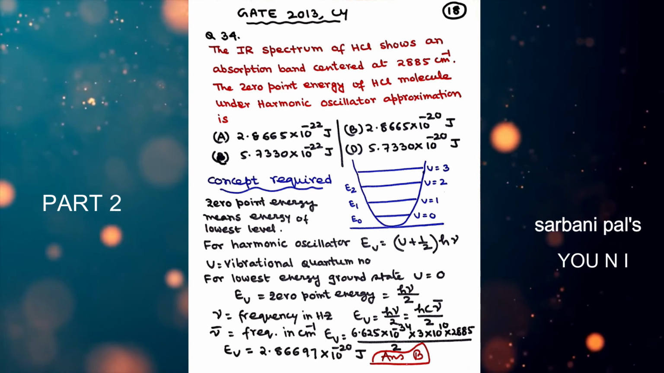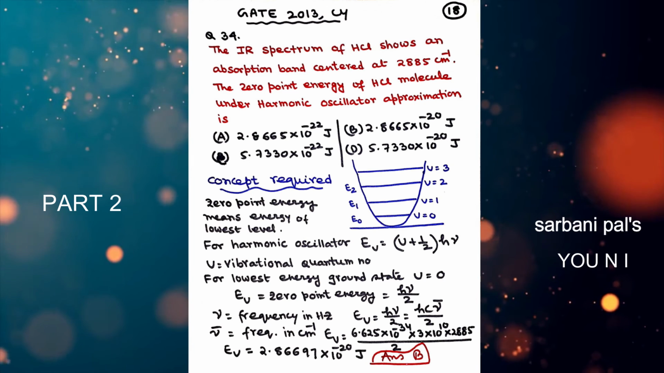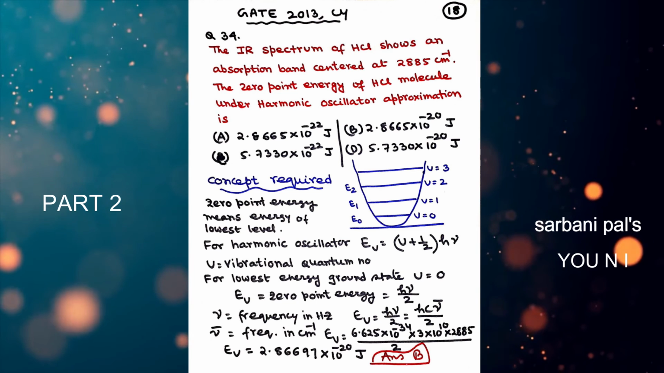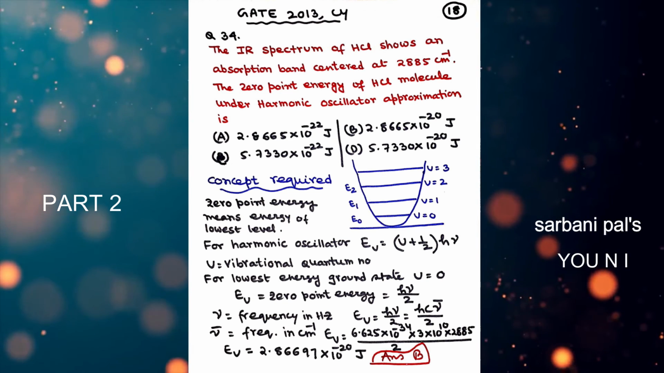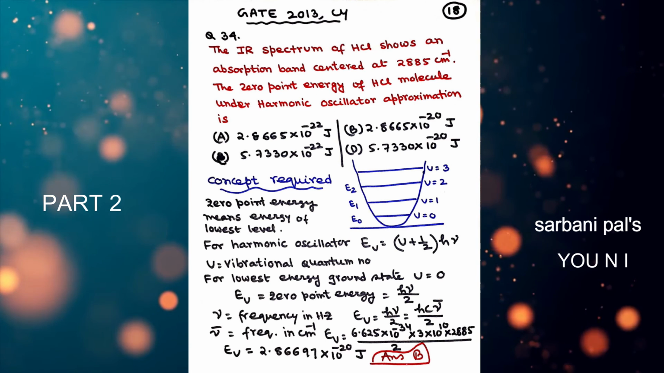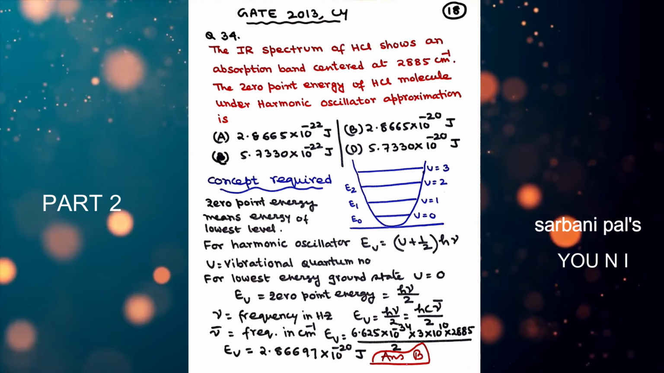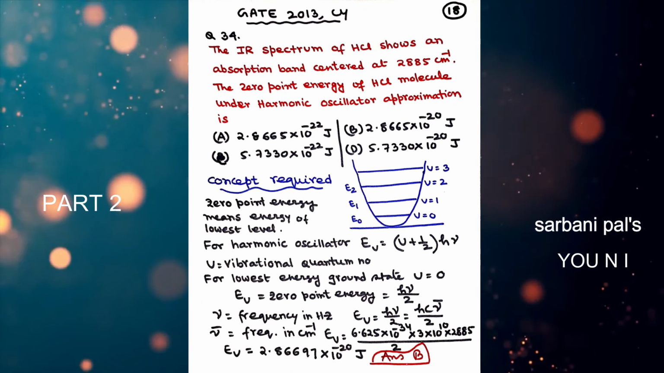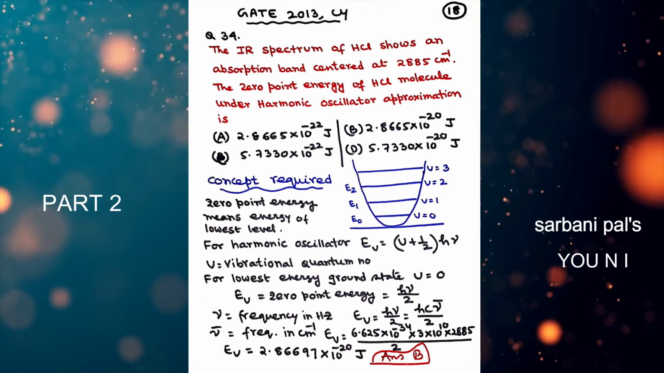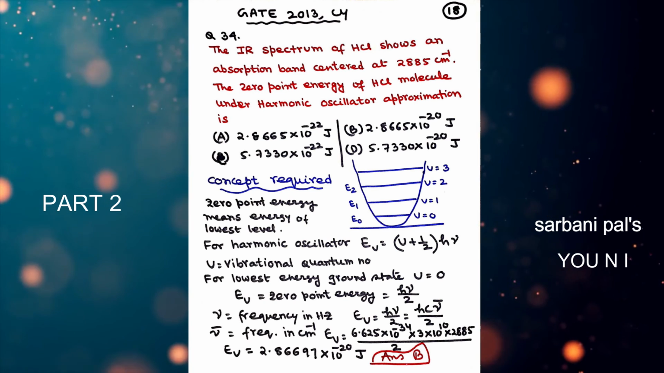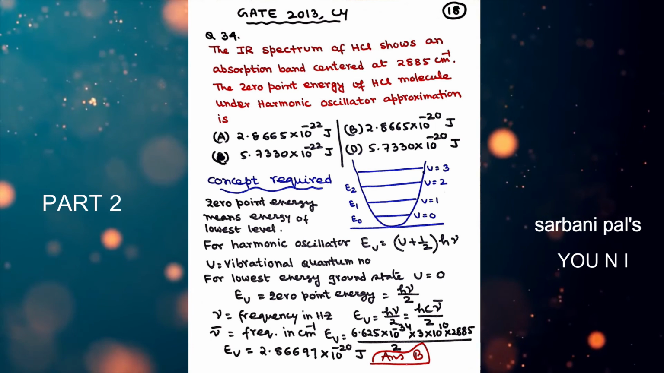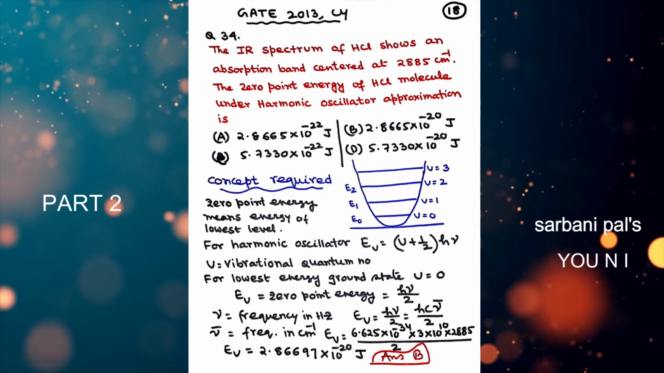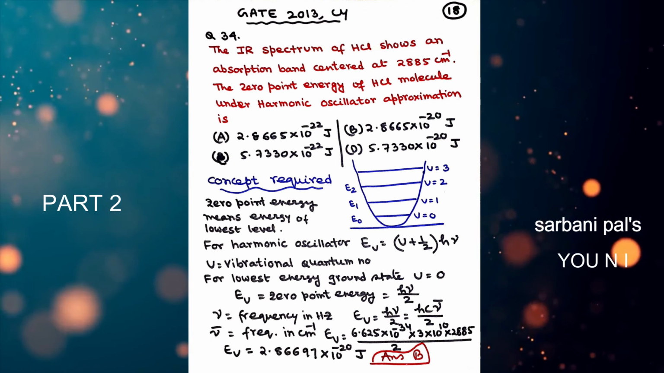where h is Planck's constant and nu is the frequency in hertz. But actually in the given problem, the frequency in hertz is not given. In place of that, the frequency was given in centimeter inverse, means 2885 centimeter inverse. So because of that, we can convert this energy expression into the frequency in centimeter inverse by replacing the frequency in hertz: nu is equal to c nu bar, where c stands for the velocity of light and nu bar stands for the frequency in centimeter inverse.